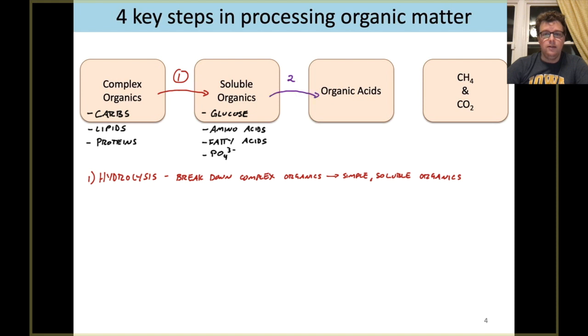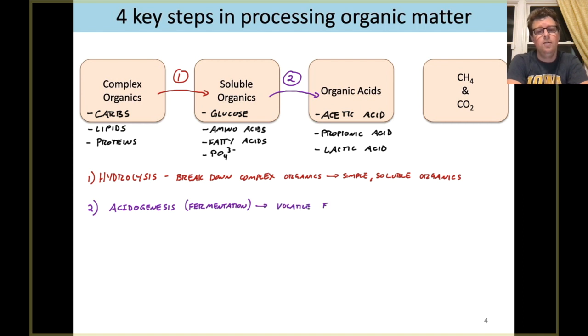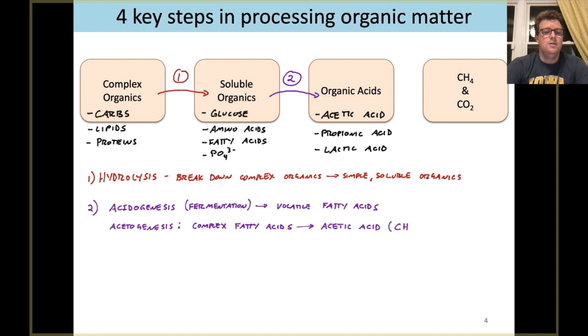Those soluble organics are then in turn converted into organic acids. Ultimately, we're after acetic acid in this process, but there will be other more complicated organic acids that form, things like lactic acids. Well, there's a two-step process between soluble organics and the organic acid. The first one is acidogenesis, and this is basically the process of fermentation. So we're taking those organics and we're converting them into volatile fatty acids. And then those fatty acids are used as an input in the process of acetogenesis, and they're turned into acetic acid. And that's CH3COOH.